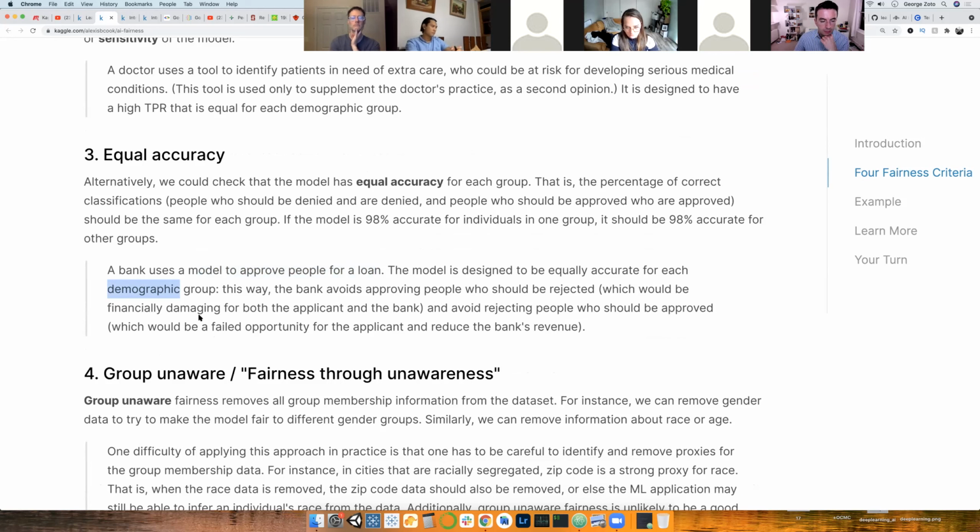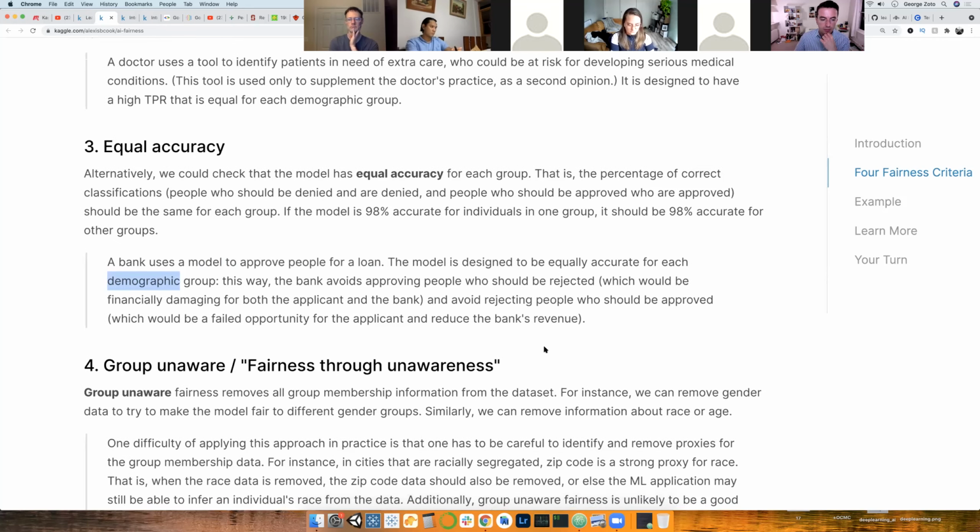That way, that would be financially damaging, both for the bank and the applicant, and it also should avoid rejecting people who should be approved. That way, the person is not losing an opportunity to be funded, nor is the bank losing revenue income.